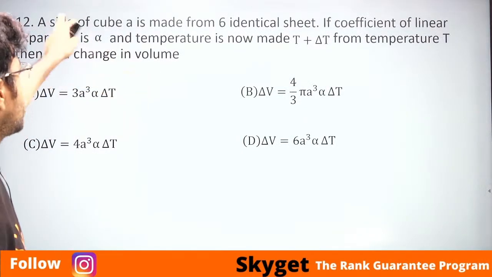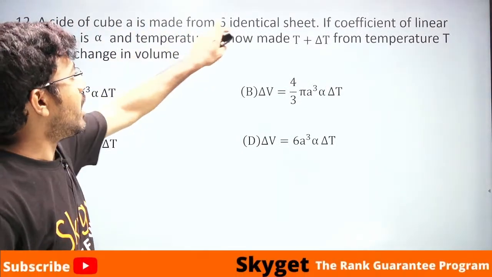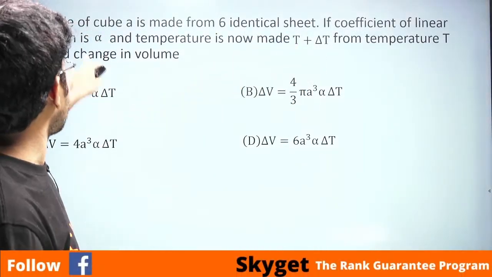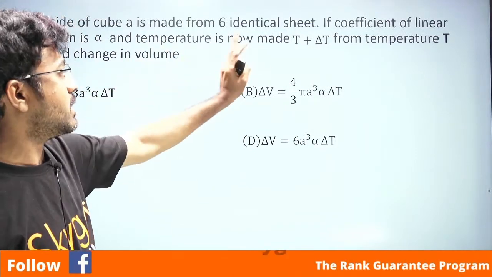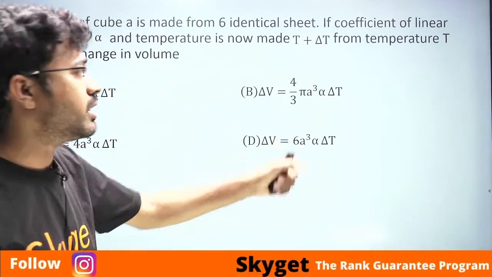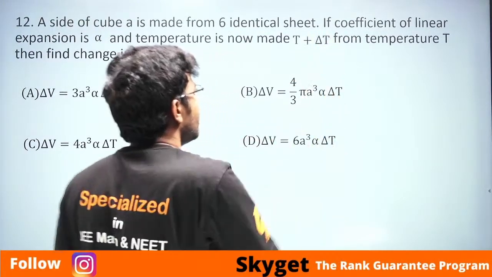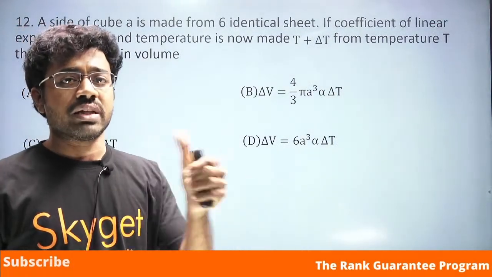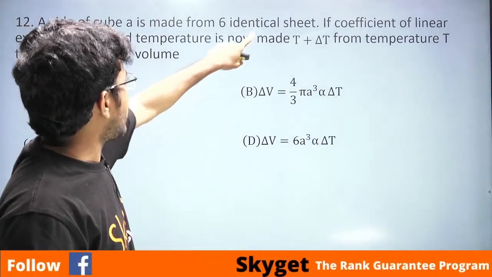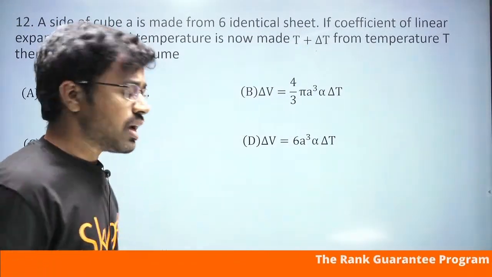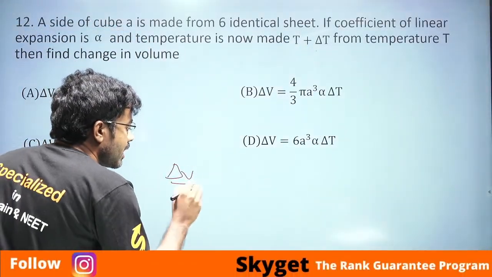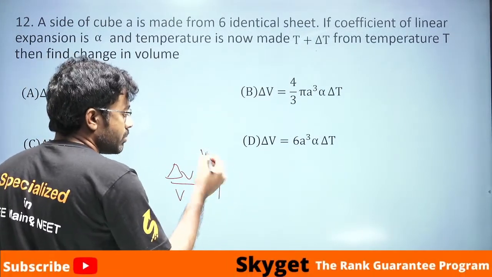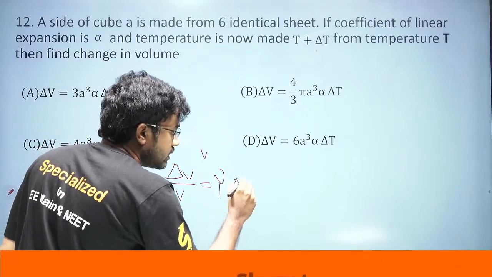In this problem he has given a cube of side A, which forms 6 sheets of the same area. The coefficient of linear expansion is alpha and the temperature changes from T to T plus delta T, so you have to consider the change in temperature, delta T, and he is asking for the change in volume. First you should know the relation between the change in volume, alpha and the change in temperature: the change in volume by the actual volume is equal to gamma, the coefficient of volume expansion, into the change in temperature.